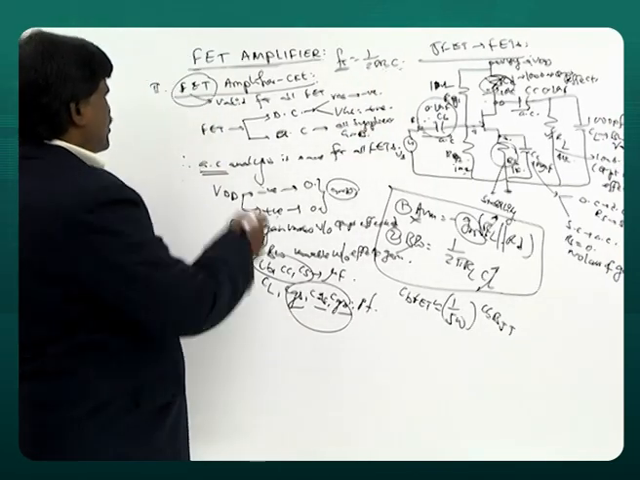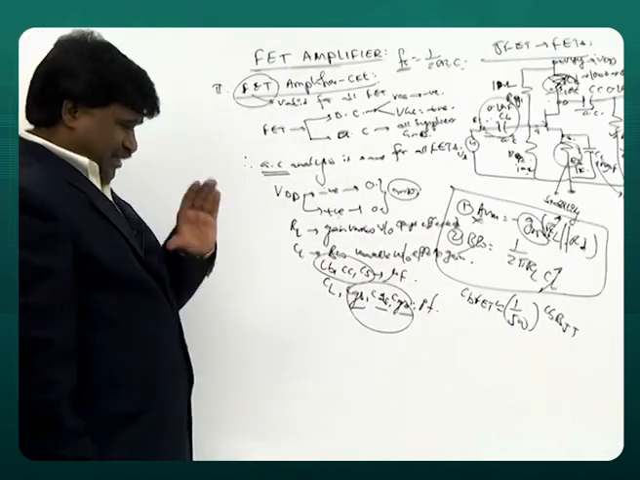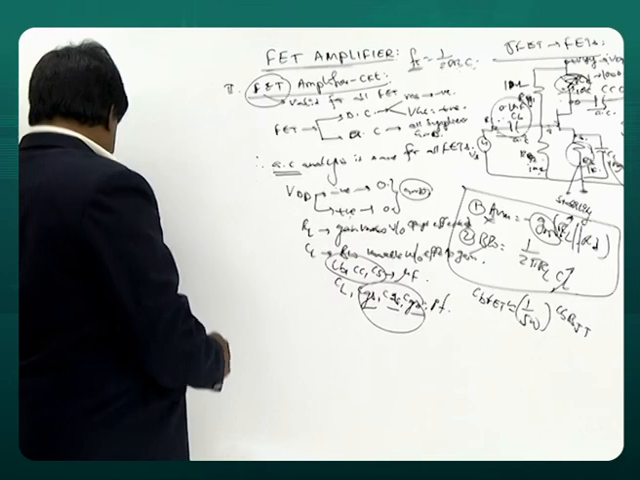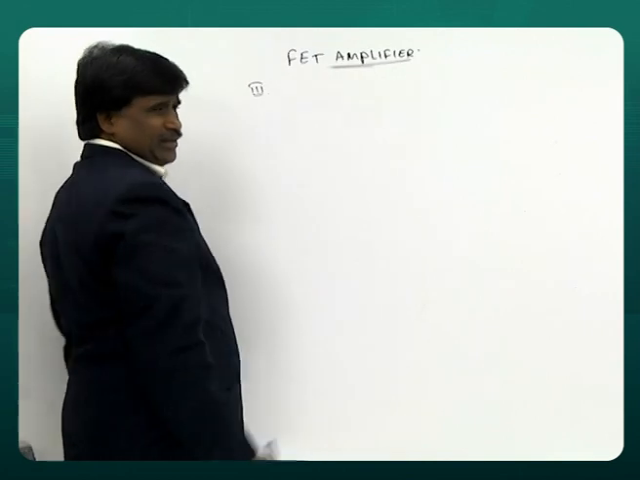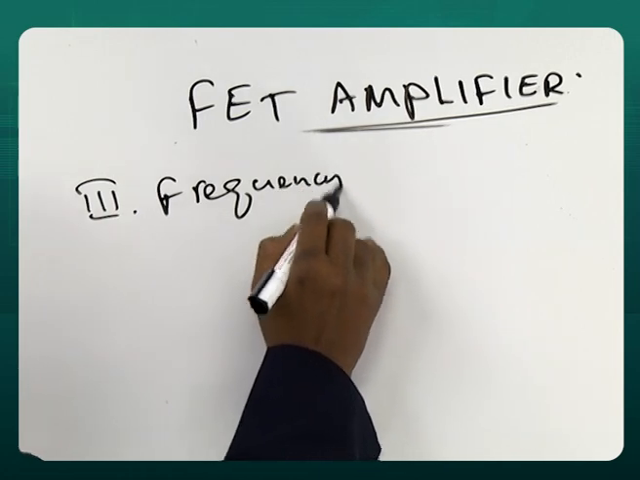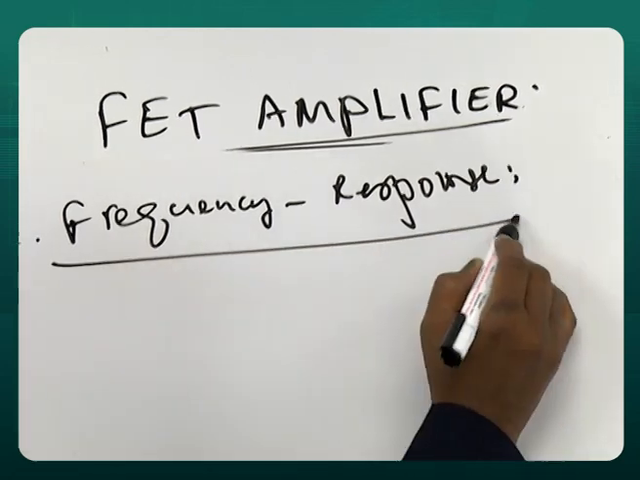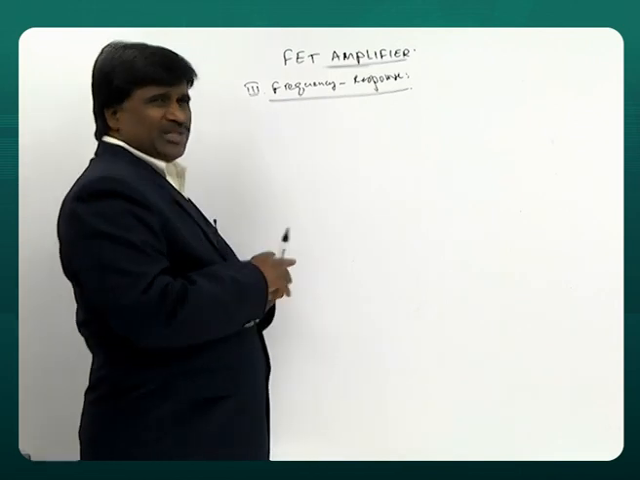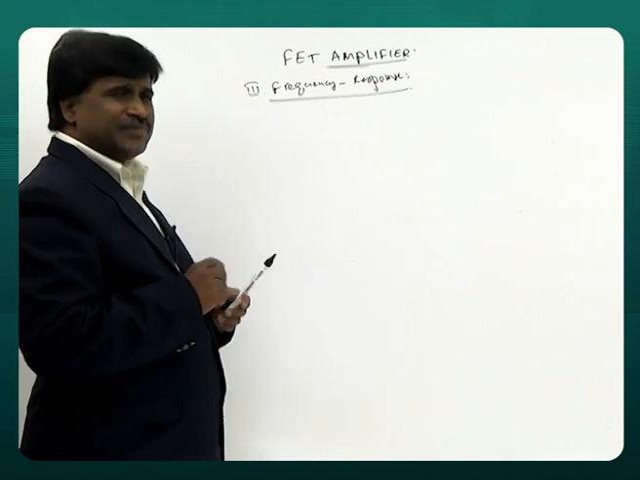So this is the explanation about my second topic, FET amplifier circuit. I have taken the biasing circuit, then converted that circuit into an amplifier. Then I need to talk about the response. The third topic of this is frequency response. What is frequency response? The word is very simple: how the circuit is responding to different frequencies.